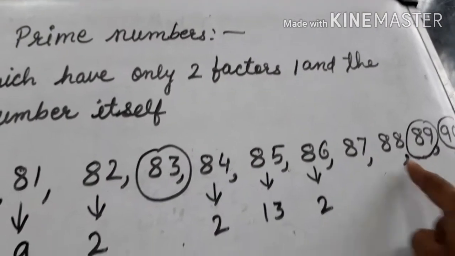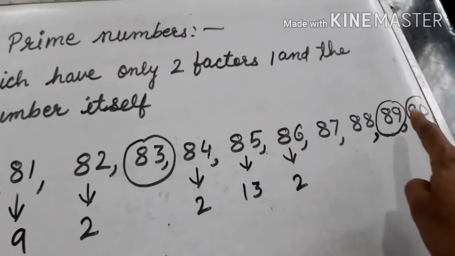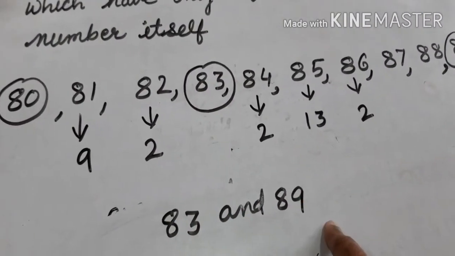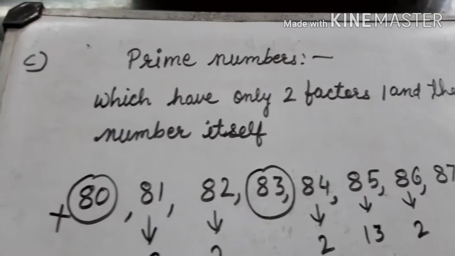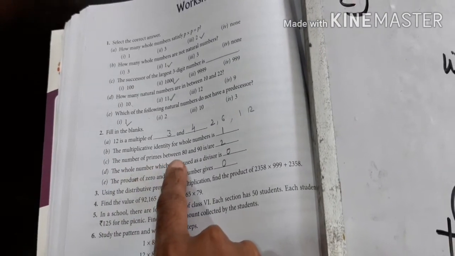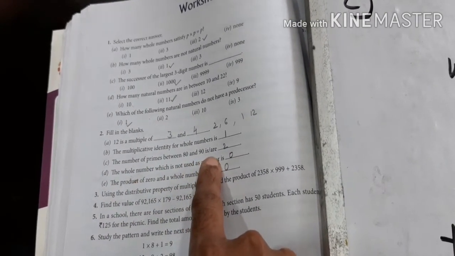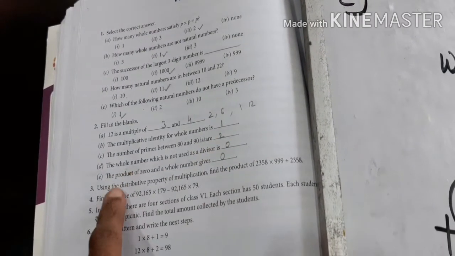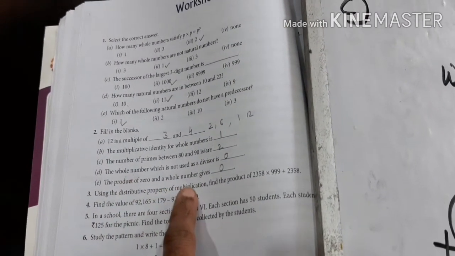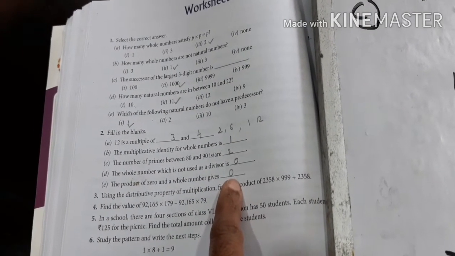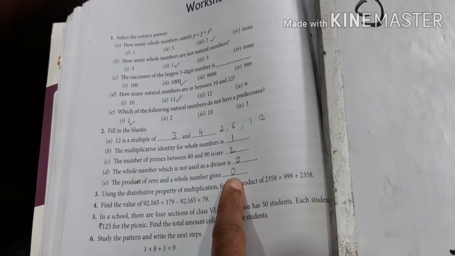So the prime numbers between 80 and 90, there are only two, that is 83 and 89. So the answer will be 2. The number of primes between 80 and 90 is 2. Next, the product of 0 and a whole number gives 0, because whenever we multiply any number with 0, we will get the product as 0.